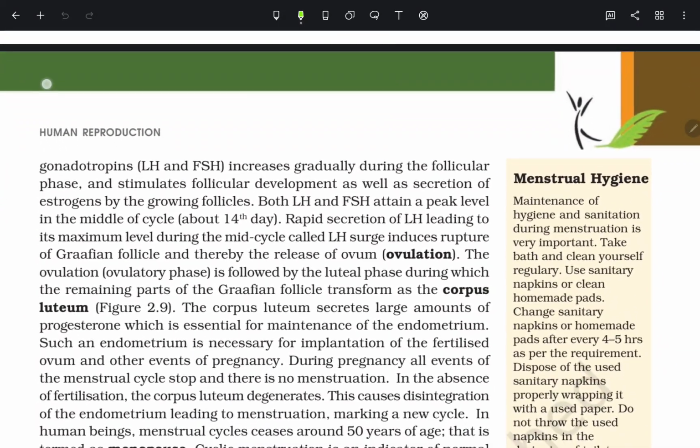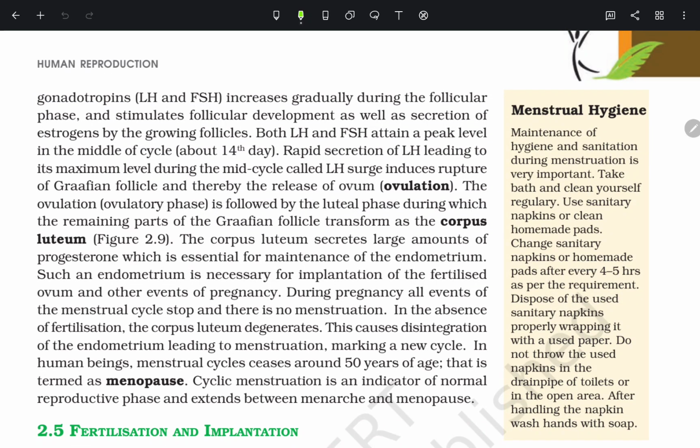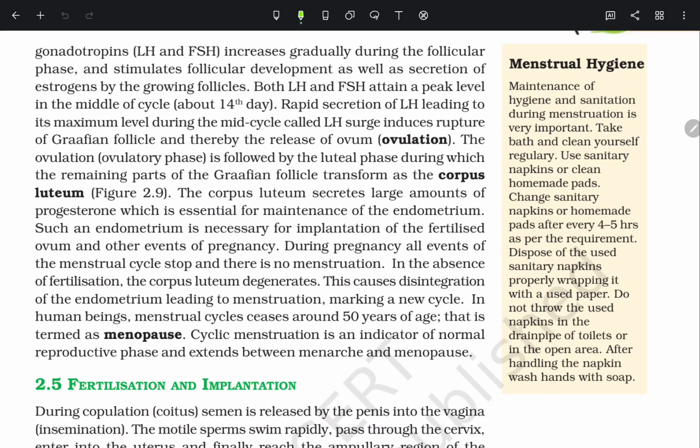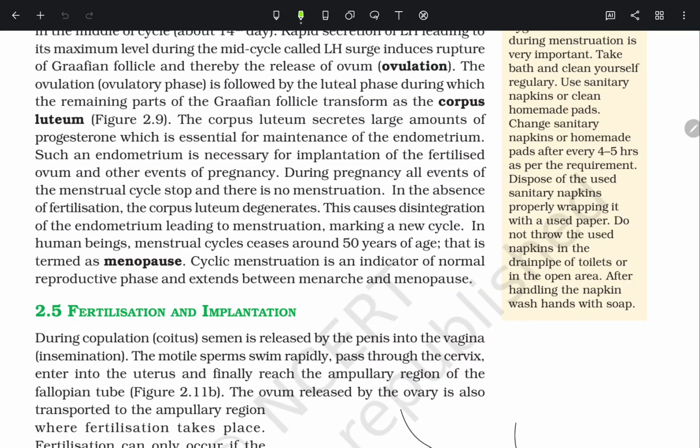The secretion of gonadotropins (LH and FSH) increases gradually during the follicular phase and stimulates follicular development as well as secretion of estrogen by the growing follicles. Both LH and FSH attain a peak level in the middle of the cycle, about the 14th day. Rapid secretion of LH, leading to its maximum level during the mid-cycle, called the LH surge, induces rupture of the Graafian follicle and thereby the release of the ovum, or ovulation.